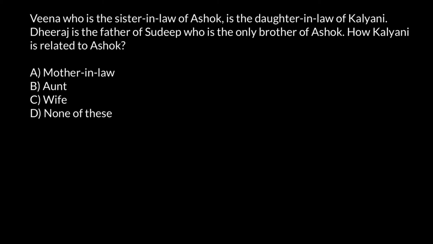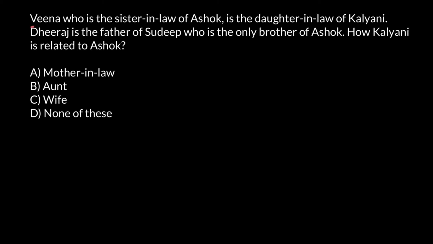Veena, who is a sister-in-law of Ashok, is the daughter-in-law of Kalani. Dhiraj is the father of Sudip, who is the only brother of Ashok. How is Kalani related to Ashok? And now let's solve this problem.